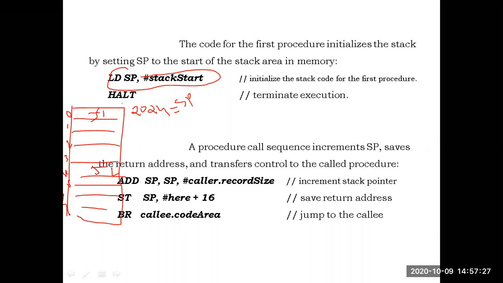After some time, F1 is calling F2. That means the stack pointer should come to this address. What is the address of F2? Its offset is 4. So the first location of the F2 address is 2028. The address of F2 is only offset 4, so 2024 plus 4 is 2028.